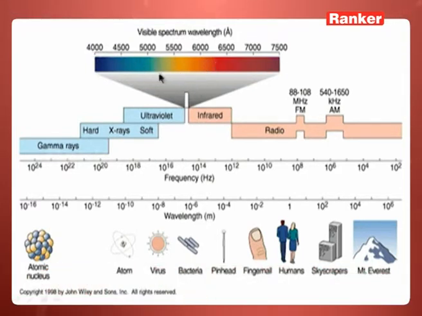Now these are visible lights, and beyond red we have infrared, and after infrared we have radio waves. On this side, after violet, we have ultraviolet rays, and then X-rays, and then gamma rays. Gamma rays have a very short wavelength. Here it is shown the size of the atomic nucleus. The diagram shows the order of these wavelengths and atomic dimensions.